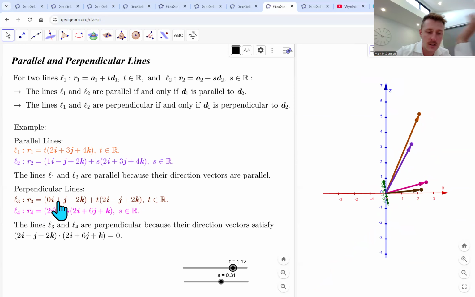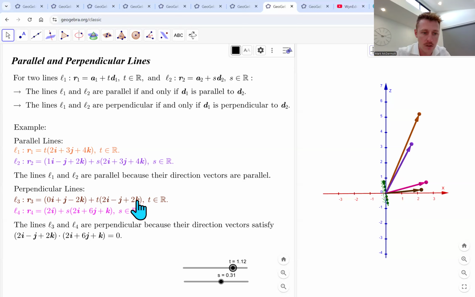And it has, again just made up, a vector equation 0i plus j minus 2k plus t groups of 2i minus j plus 2k. What we're interested in is the lines being perpendicular. So if the lines are perpendicular, then their direction vectors must be perpendicular. And if something's perpendicular, we know from the dot product that the dot product between the two vectors must be equal to 0. So the lines L3 and L4 are perpendicular because when you take the dot product between their direction vectors, you get 0.